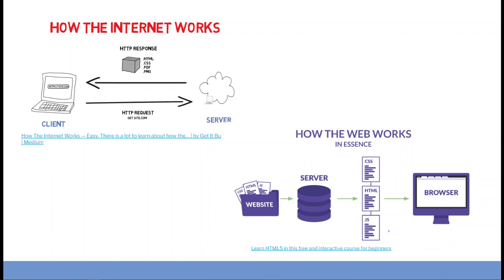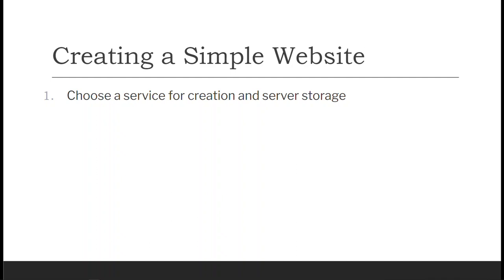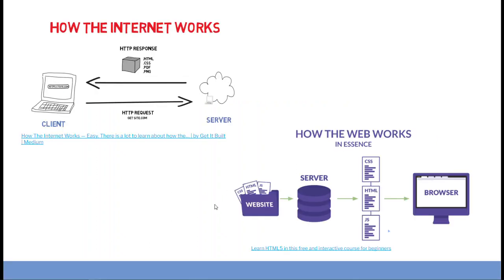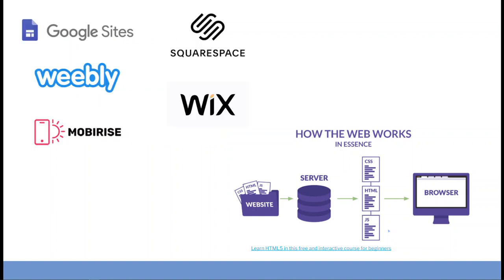So when you want to create just a basic website, you have to start by choosing a service for creation and for saving those. So you have to have something that helps you create these files, and you have to have something that's going to store these files. The nice thing about things like Google Sites and Weebly and Wix is they provide both of these things together. They let you create the website and they will store it for you.